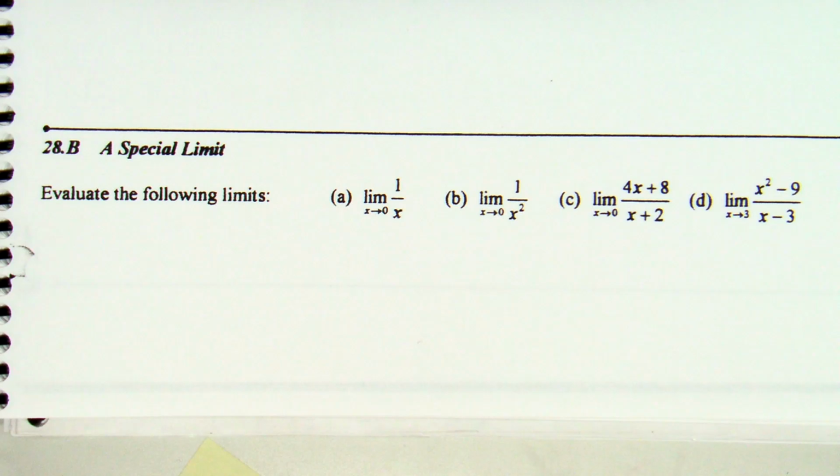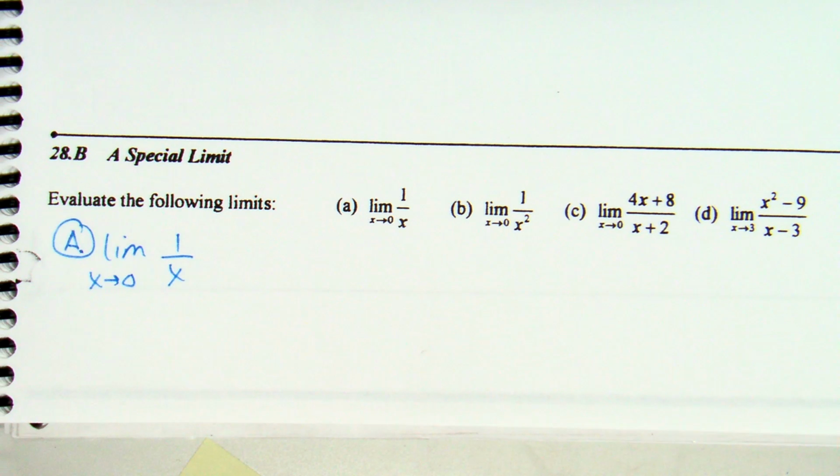Okay, so moving along. We've got some special limits here. And the special limit that we're talking about is based on the 1 over x. Okay? So I'm going to talk about these each a little bit. So the limit as x approaches 0 of 1 over x.